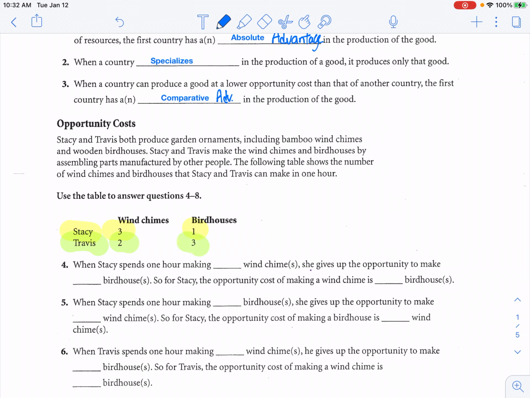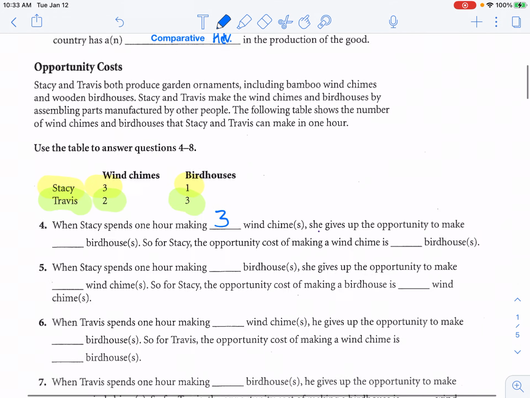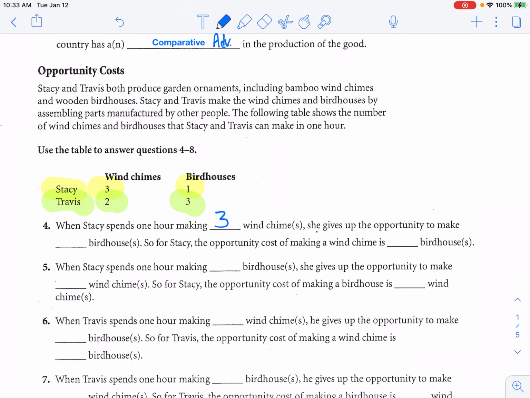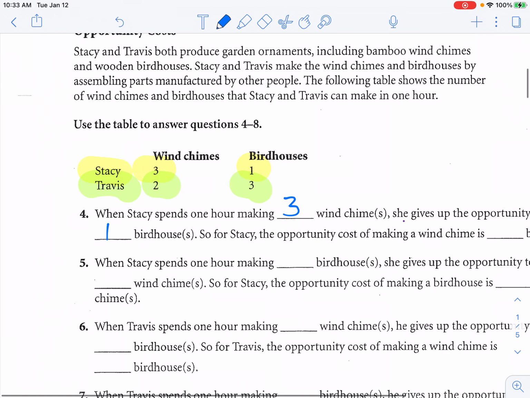So now we look at these questions and we could respond to them. When Stacy spends 1 hour making 3 wind chimes, because that's the amount she can make in an hour, she's giving up the opportunity to make 1 birdhouse, because that's the amount she can make in the hour as well.